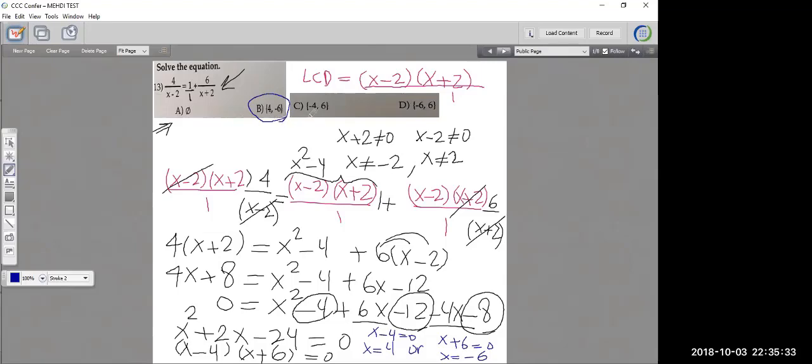Don't make a mistake here. I've seen students pick negative 4 and 6 as the answer. They think that these are the factors, not the solutions. So the factors would be negative 4 and 6, but the solutions are 4 and negative 6. So the correct answer should be B here.